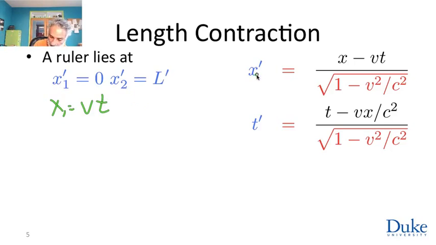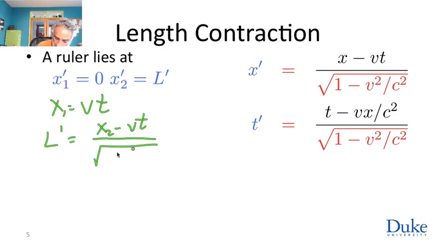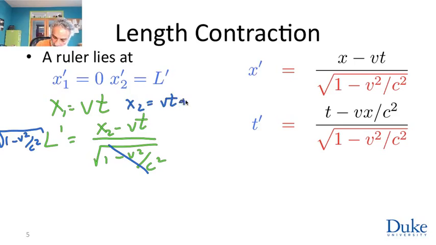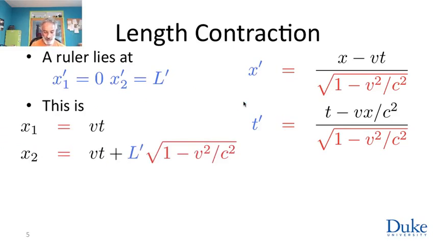I set x prime equal to L prime, and I get an equation that says L prime is x2 minus vt, divided at any time by the square root of 1 minus v squared over c squared. So I can solve this. I multiply through by the square root, erase it here, put it here, and I then move the vt over to the other side, and I find that x2 is vt plus L prime root 1 minus v squared over c squared. Okay, let's write that out cleanly. x1 is this, x2 is this.